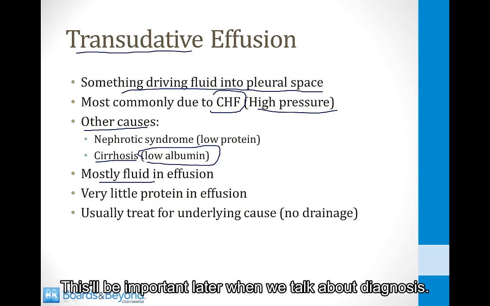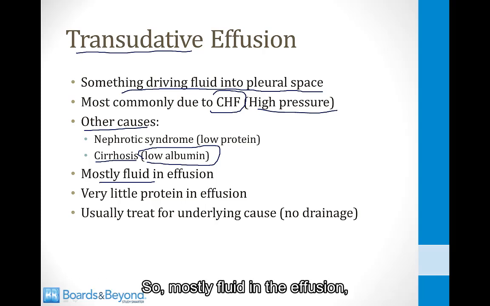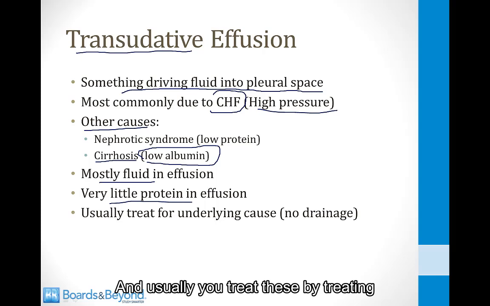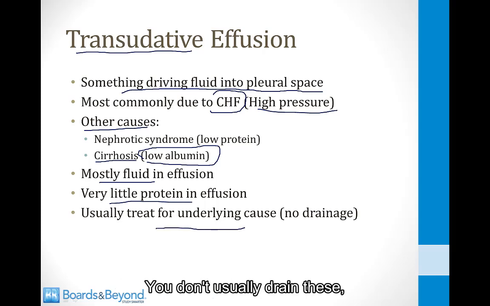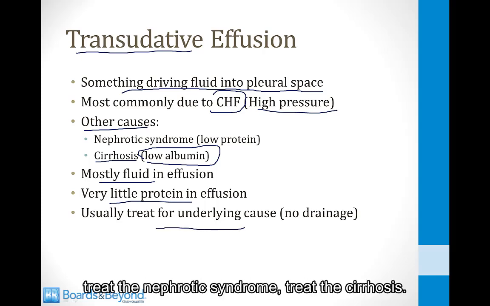This will be important later when we talk about diagnosis. So mostly fluid in the effusion, very little protein in the effusion. And usually you treat these by treating the underlying cause. You don't usually drain these, but you treat the heart failure, treat the nephrotic syndrome, treat the cirrhosis.